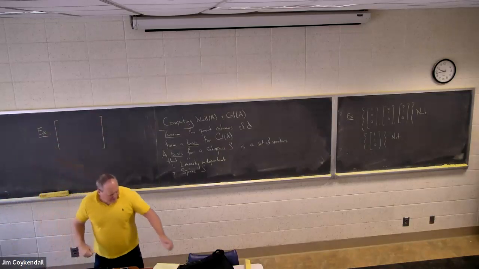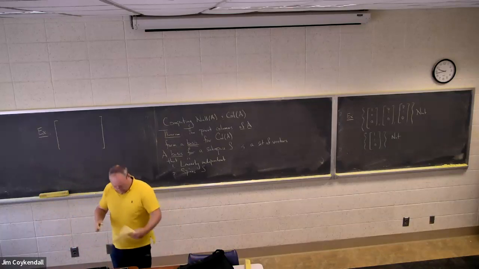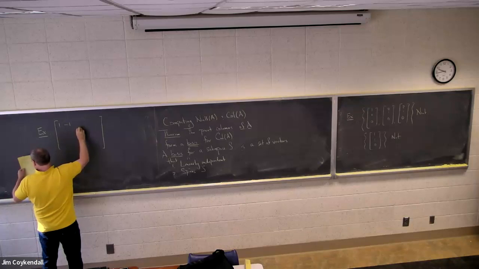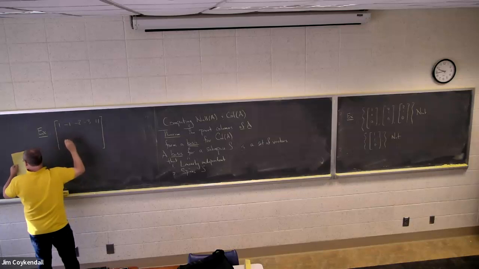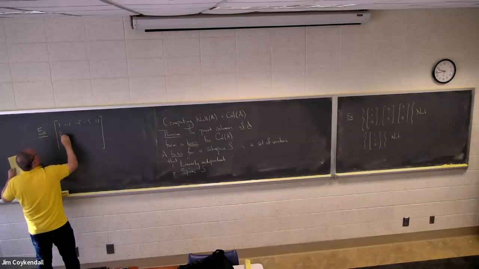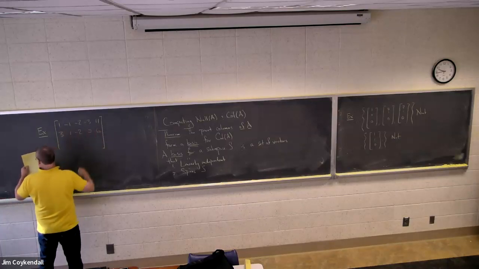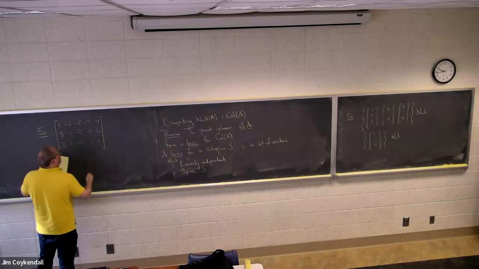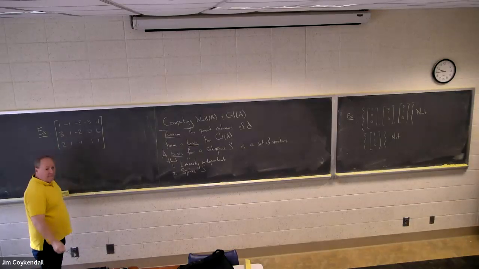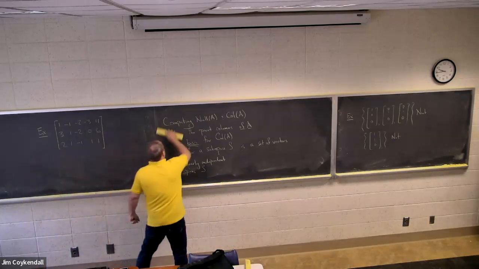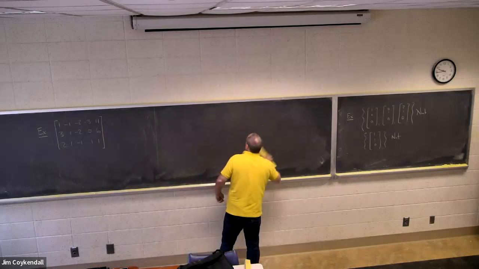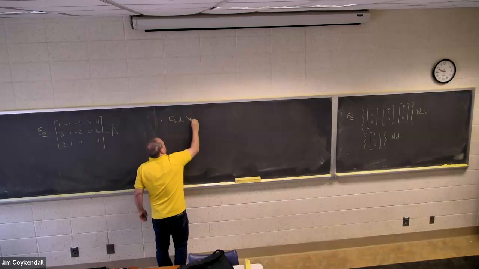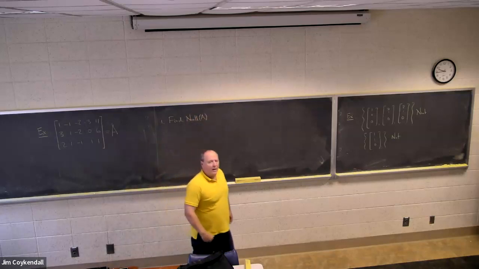Let's look at the following matrix: 1, minus 1, minus 2, minus 3, 1; 3, minus 4, 3, 1, minus 2, 0, 6; and 2, 1, minus 1, 1. First, let's do the null space first. I'm going to call this A. I want to find null A. What is null A?